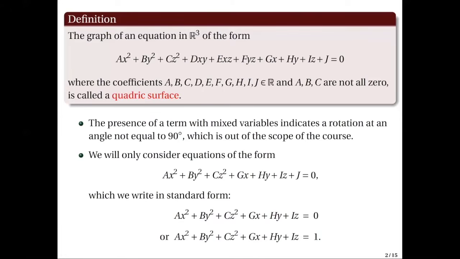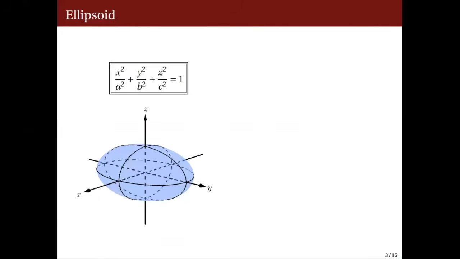Let us now look at the first type of the central quadric surfaces. The first type is called an ellipsoid, and its standard equation is given by x squared over a squared plus y squared over b squared plus z squared over c squared equal to 1, and whose illustration is shown in the figure.